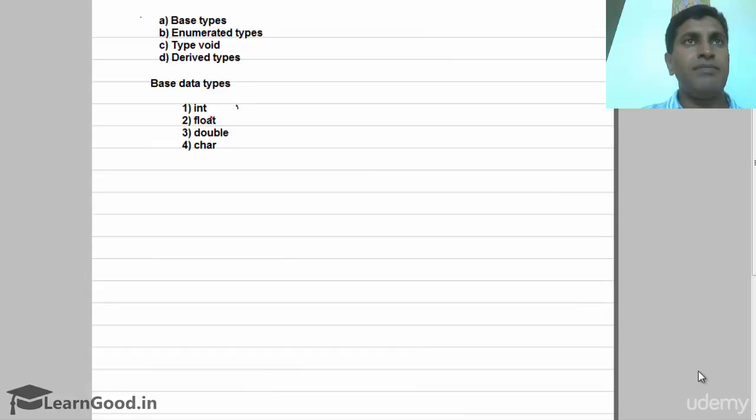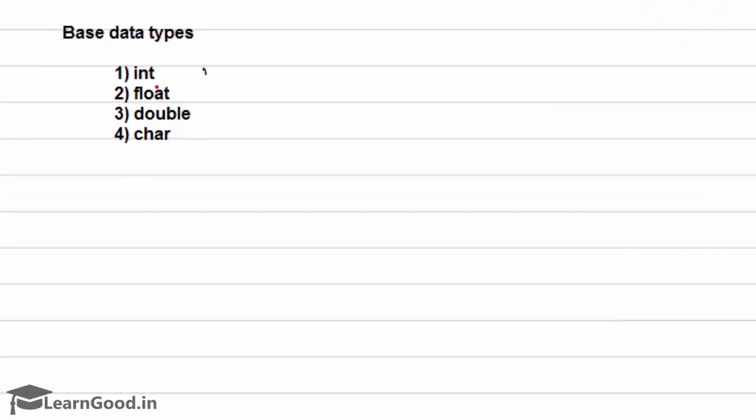Fine. We'll see about the base data types. In C language, there are totally 4 base data types: integer, float, double, and char. The integer is the one where you can store whole numbers, that is, without a decimal point, whereas float and double are both meant for storing floating point values.